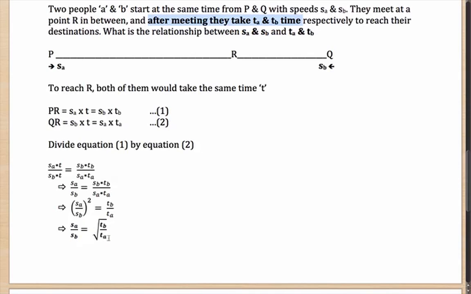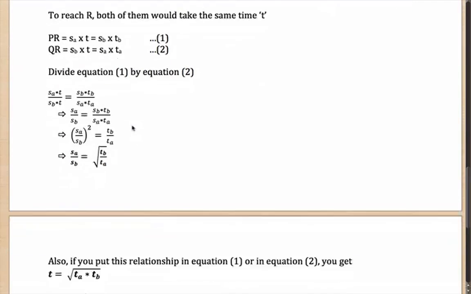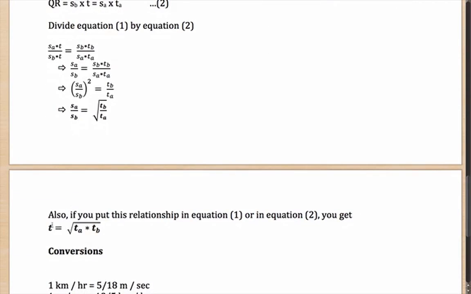root of TB by TA. Now some of you may be wondering, can we also figure out the time t? Yes, we very easily can do that. If you put this equation of SA by SB in equation 1 or in equation 2, it will lead you to the result that the time t which they initially took to meet is nothing else but root of TA into TB. So this is a very important formula. I request you to remember it. You don't know when it is going to come in handy.